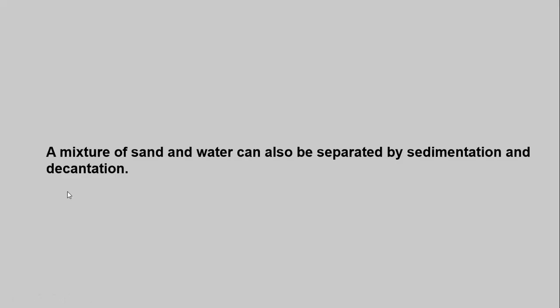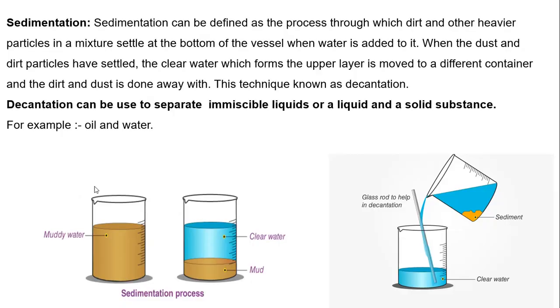Next, a mixture of sand and water can also be separated by using sedimentation and decantation. So here what happens, if we take muddy water, here this is the muddy water. When we keep this water undisturbed for some time, we observe that the heavier mud or sand will get settled down at the bottom of the vessel. So this process is known as sedimentation.